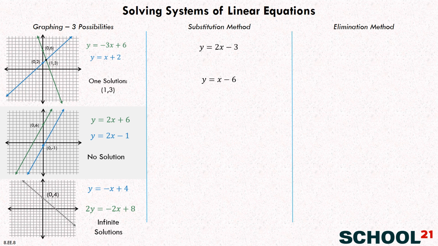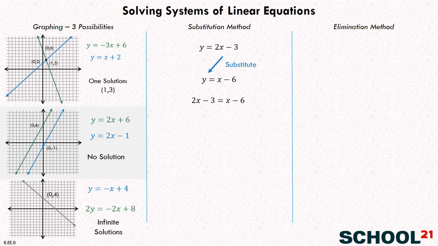So we could say, well, if y equals that, if y equals 2x minus 3 in the first equation, we can take that 2x minus 3 and substitute it in for y in the second equation. Does that make sense? Yeah. Okay, so let's rewrite that with that substituted in.